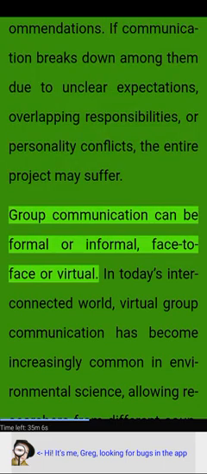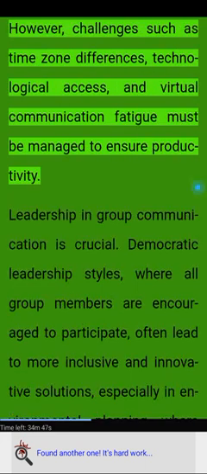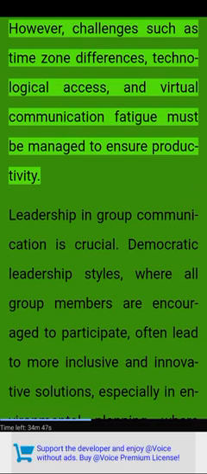Group communication can be formal or informal, face-to-face or virtual. In today's interconnected world, virtual group communication has become increasingly common in environmental science, allowing researchers from different countries to collaborate on modeling climate data, developing early warning systems, or publishing scientific findings. However, challenges such as time zone differences, technological access, and virtual communication fatigue must be managed to ensure productivity.